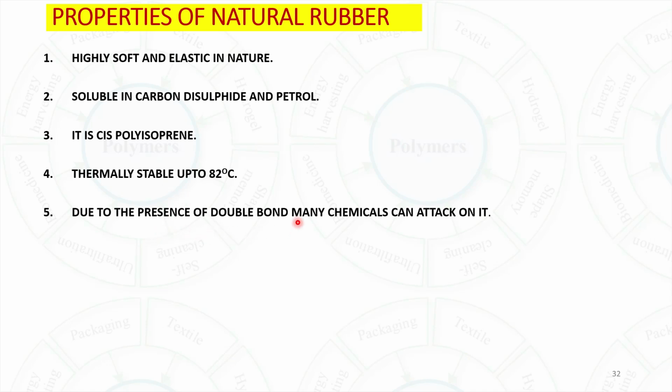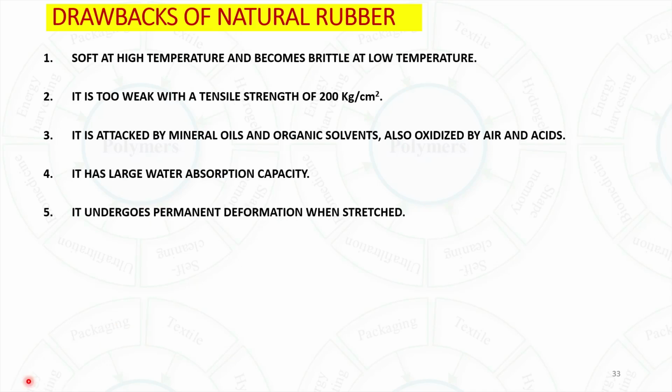Due to the presence of the double bond, many chemicals can attack it. You know that alkenes can do various kinds of reactions. Electrophilic addition reactions are there. You can add acid to it, say any electrophile, any substance which can produce the electrophile. You can react that double bond with that electrophile. So due to the presence of this particular double bond, which I have shown you in the previous slide, natural rubber can be attacked by many chemicals. So it has very limited application, and you need to improve its properties in order to use this rubber in various applications.